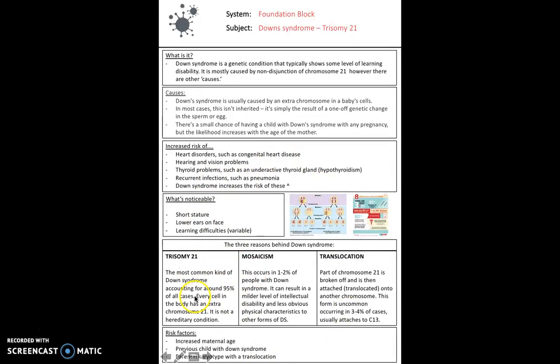I've labelled this section the 3 reasons behind Down syndrome because it's the 3 main causes as such of Down syndrome. So the first one is trisomy 21, and this is the most common kind of Down syndrome, accounting for around 95% of cases. And this is where every cell in the body has an extra chromosome 21. And it's not a hereditary condition, it's a one-off occurrence.